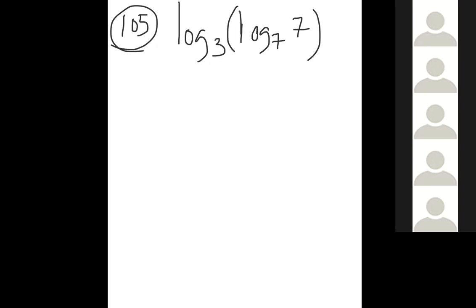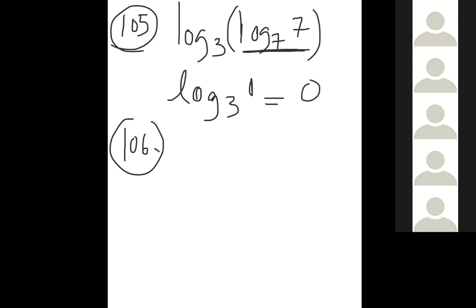Okay, so this one has to do with order of operations. Do what's inside the parentheses first. Log base 7 of 7 reduces to 1. So you're left with log base 3 of 1. 3 to the what power gives you 1? 0. Excellent.